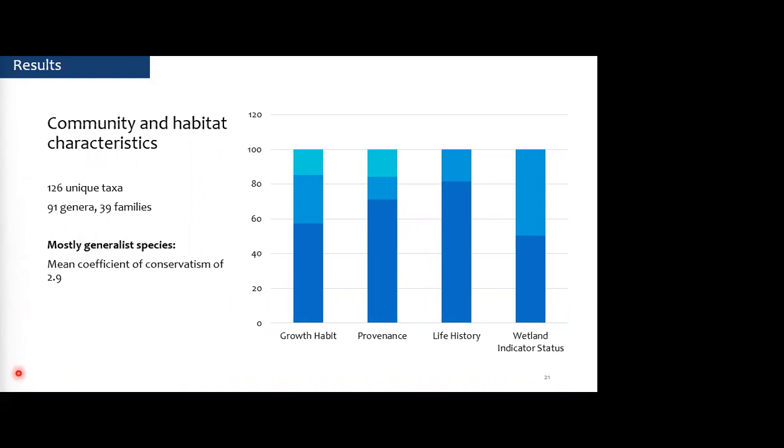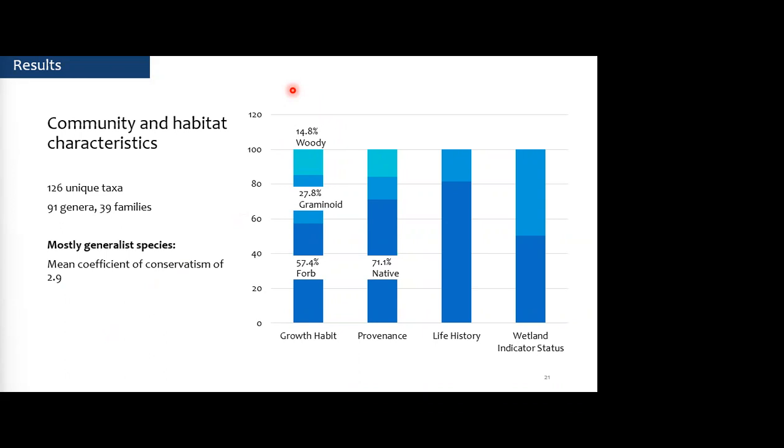And on a scale of 1 to 10, 1 indicating the most disturbed and 10 indicating the most high quality wetland habitat, they had a mean coefficient of conservatism of 2.9. So that indicates a generalist habitat. About 15% of species were woody, and the remainder were herbaceous, mostly forbs and graminoids.